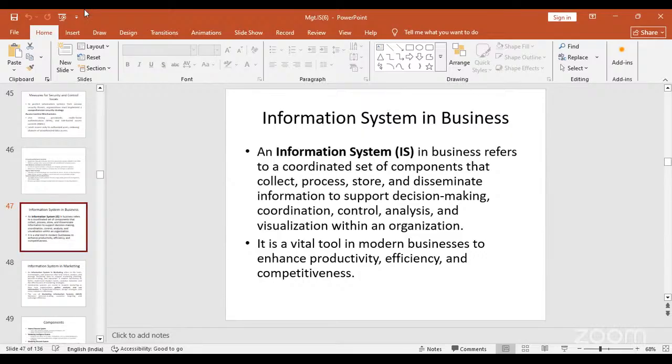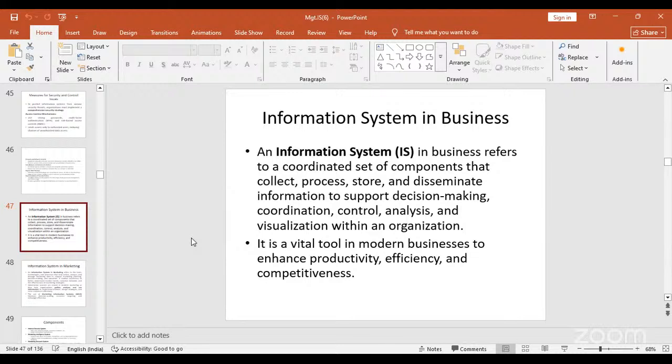They are connected to each other, or they are coordinated and work together towards the goal of the organization. Already I have told in first class that a system is nothing but an integrated, interrelated, interconnected concept towards achieving the goal.